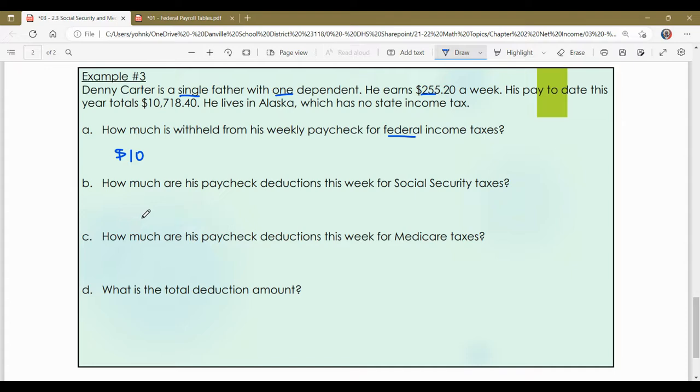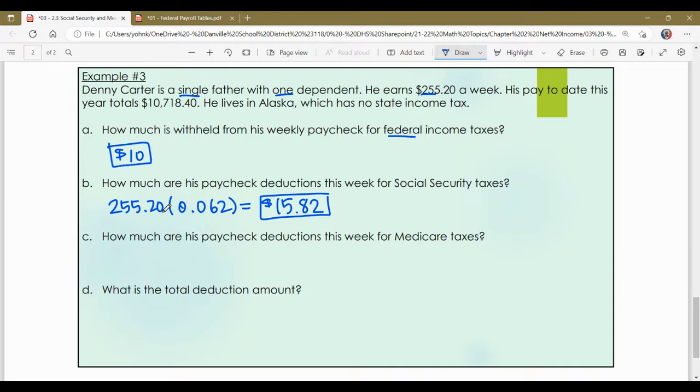Part B, how much are his paycheck deductions this week for Social Security taxes? Well, Social Security is 6.2% of your weekly earnings. So I need to take $255.20 and I need to multiply by 0.062. This gives me Social Security deductions every week of $15.82. And we had the $10.